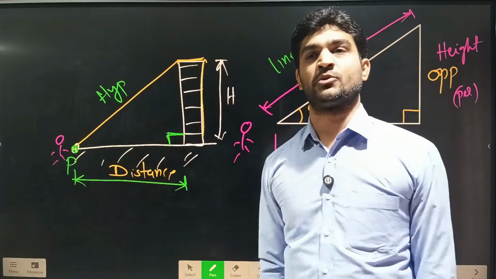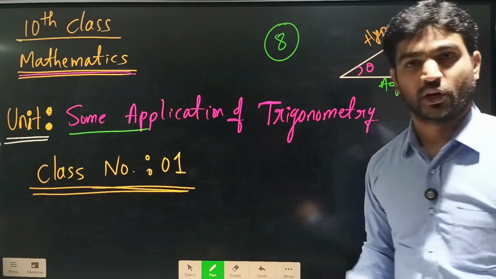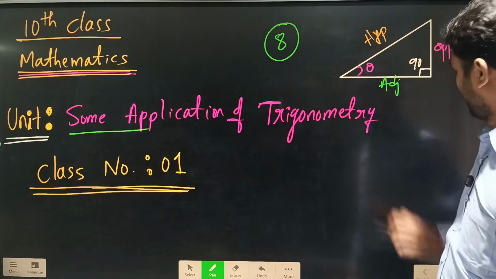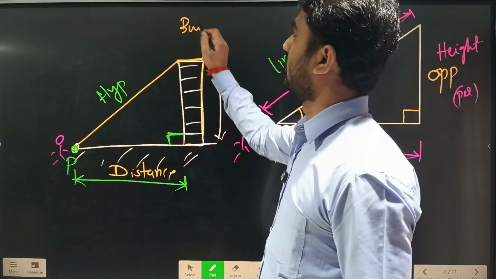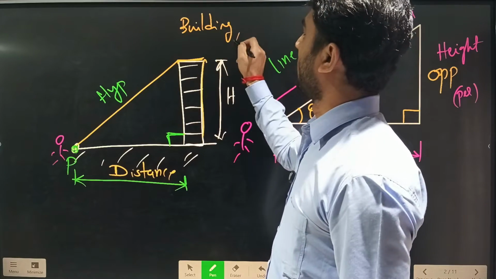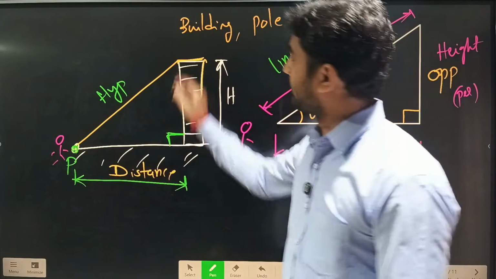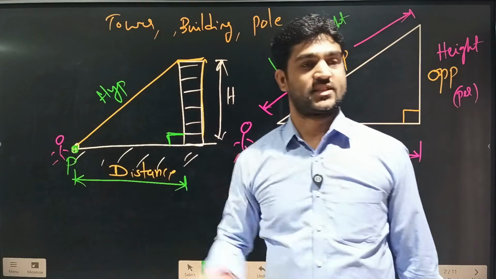So where can we use this, sir? This chapter is called some applications of trigonometry. In this case, applications means finding the height. It may be a building, or the height of a pole, or a tower, we can take. We find how much its height is.